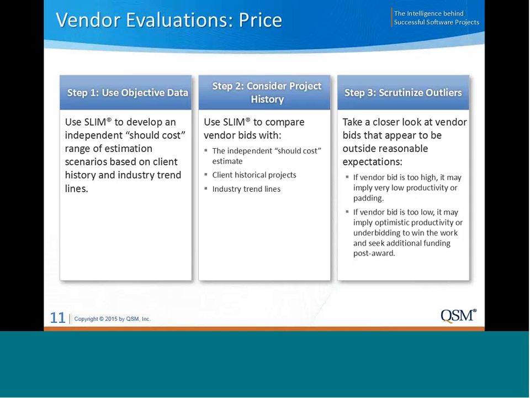And then the third step is to take a closer look at the vendor bids which appear to be outside reasonable expectations. Are they too high or too low, and what could be the reasons behind that? For example, if the bid is too high, does it imply very low productivity, or that the vendor may be overly padding their estimate? Or if the bid is too low, does it imply overly optimistic productivity, or is the vendor trying to lowball their way in the door? So those are important things to try to look at.